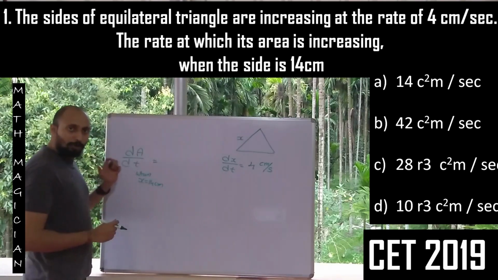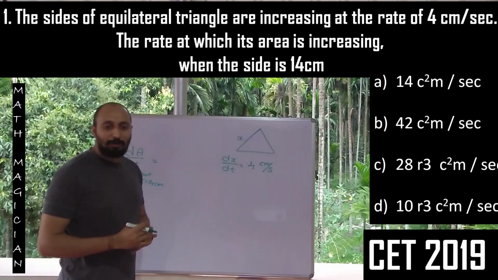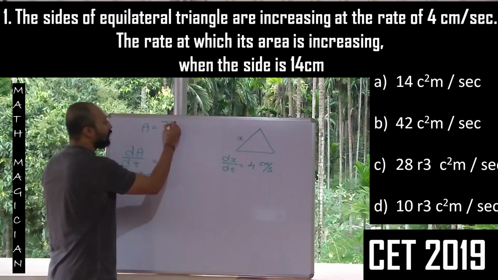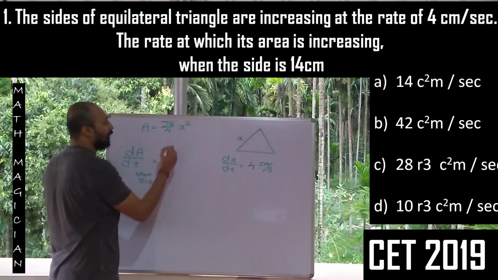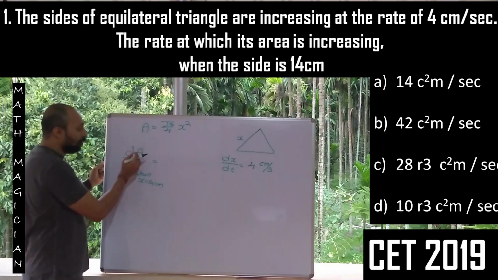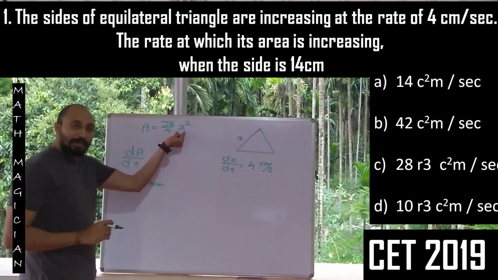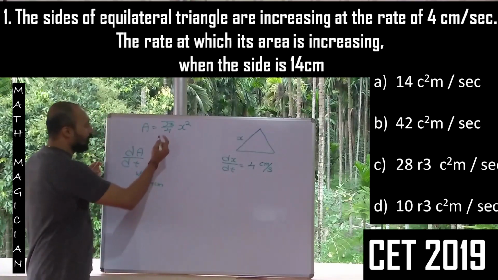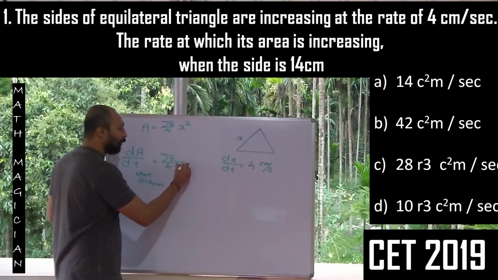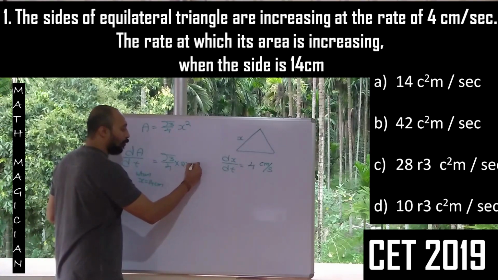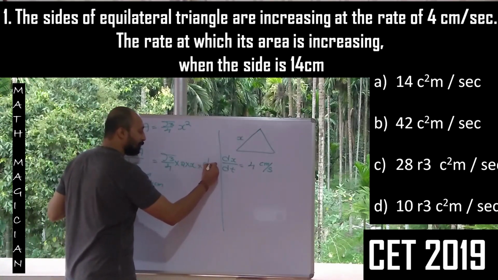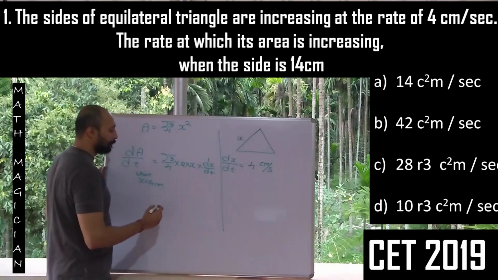To do this, we should know the area of the equilateral triangle. The area of an equilateral triangle is root 3 by 4 into x square, where x is the side. So if I have to differentiate with respect to t, I have to consider x as a function of t and differentiate. When I do the differentiation, root 3 by 4 is constant and is kept like that, and 2 into x, and whatever we consider as x should be differentiated with respect to t. So dx by dt I have to multiply here.